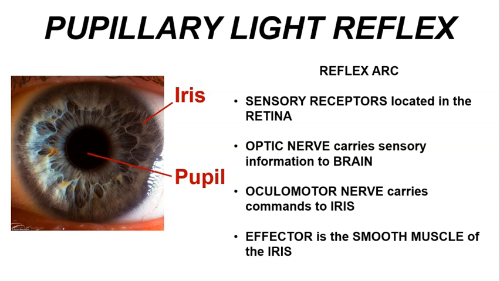The brain then acts as the integration center for the stimulus. The oculomotor nerve, which is cranial nerve number 3, carries motor commands to the smooth muscle of the iris. And the effector of this reflex is the smooth muscle of the iris. So in bright light, the pupil will constrict, while in dim light, the iris will be dilated.